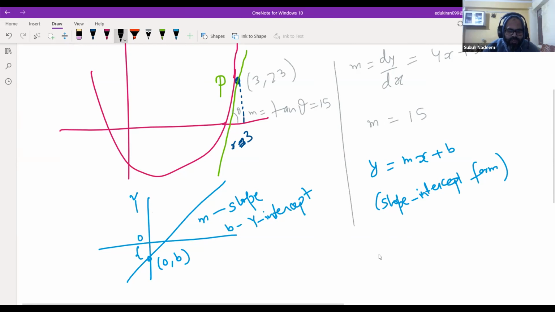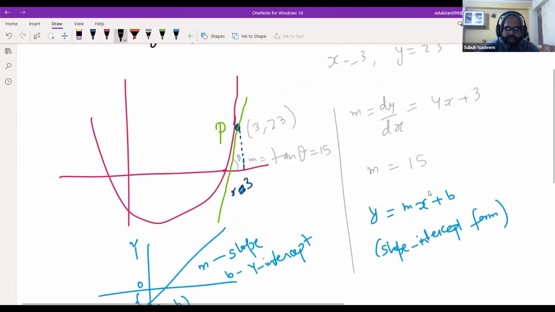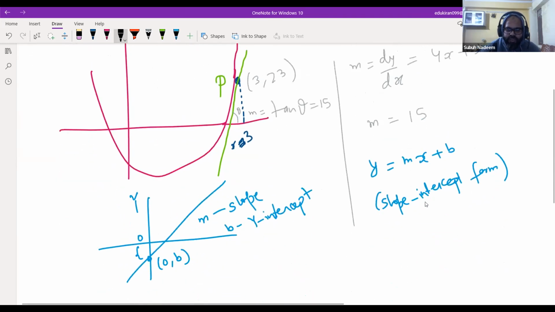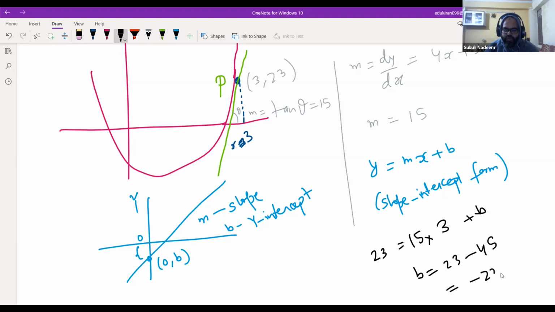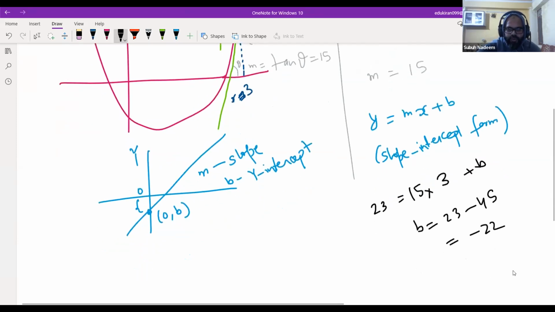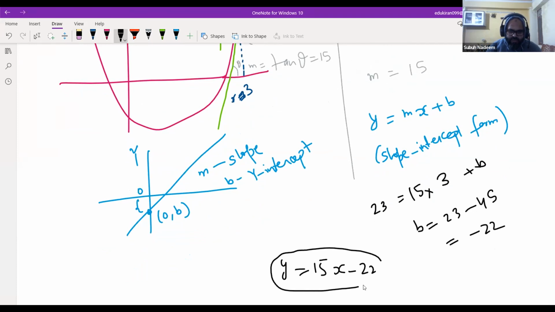Now, in this slope intercept form, when you put x as 3 and y as 23, and slope as 15, which we have already got, we get b as 23 minus 45, which is minus 22. So the equation becomes y is equal to 15x minus 22. So this is the final equation of this tangent.